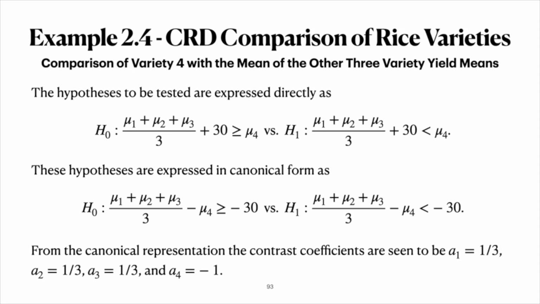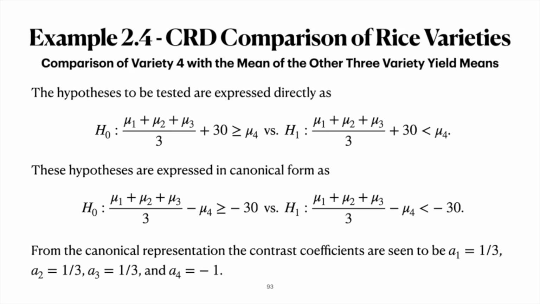The other way to say that would be that the mean yield for variety 4 is more than 30 pounds per acre greater than the arithmetic mean, or arithmetic average, of the mean yields of varieties 1, 2, and 3. So that is why we have the alternative hypothesis expressed the way we have.